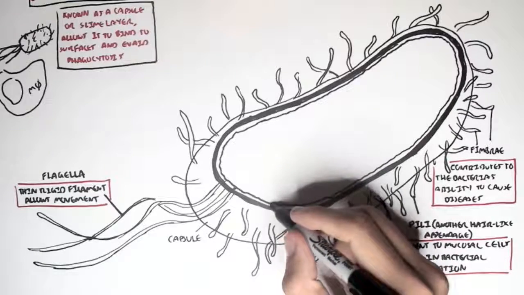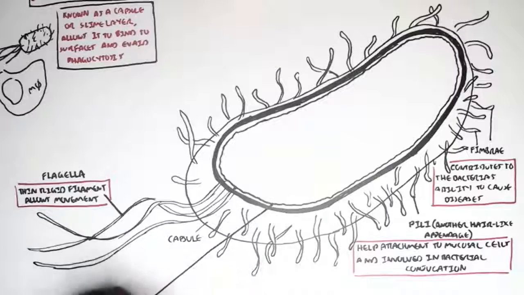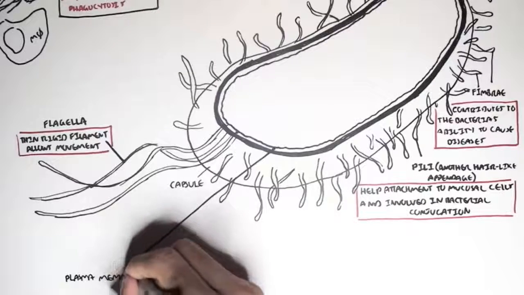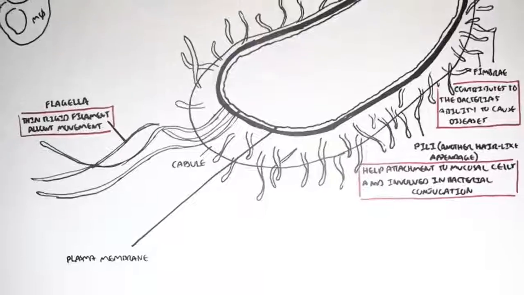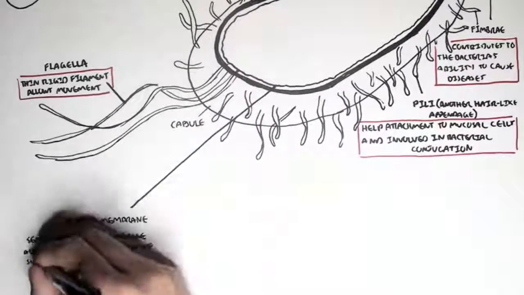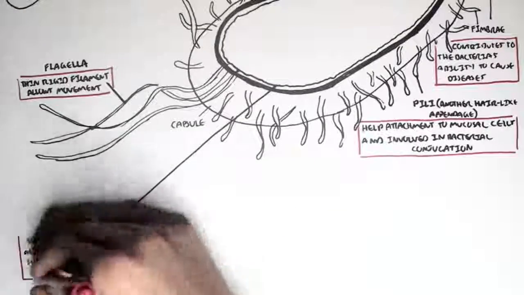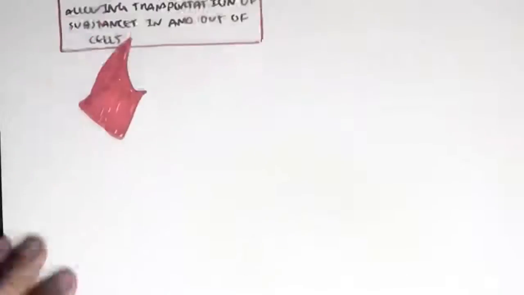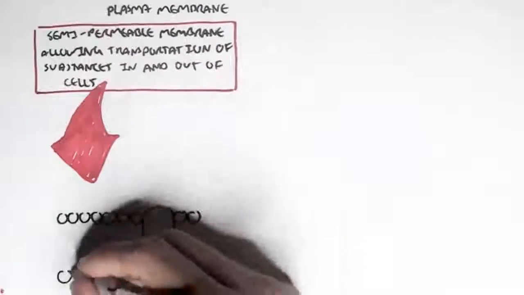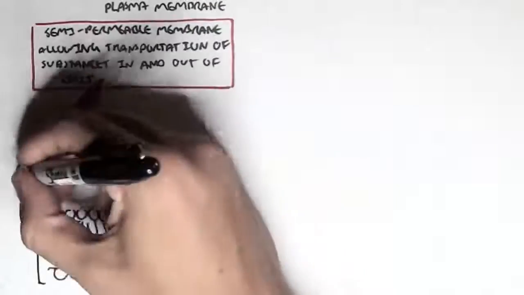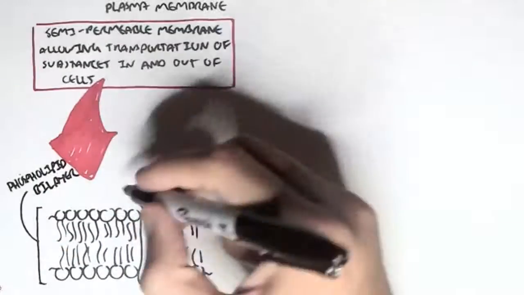The bacteria's innermost layer is known as the plasma membrane, and plasma membranes are also found in human cells, for example, in eukaryotes. And the structure is very similar in both bacteria and humans. Plasma membranes are semi-permeable membranes allowing transportation of substances in and out of the cells. And in bacteria, the plasma membrane is also a phospholipid bilayer and contains proteins within the membrane.